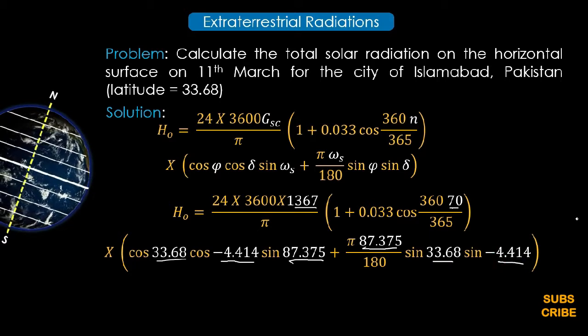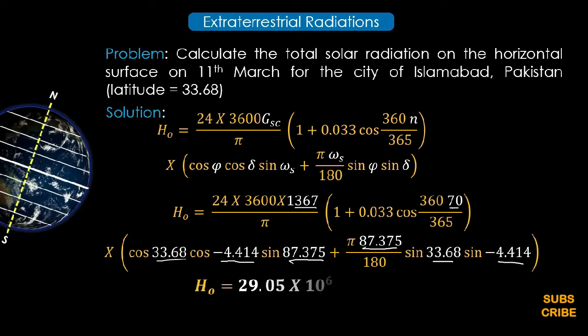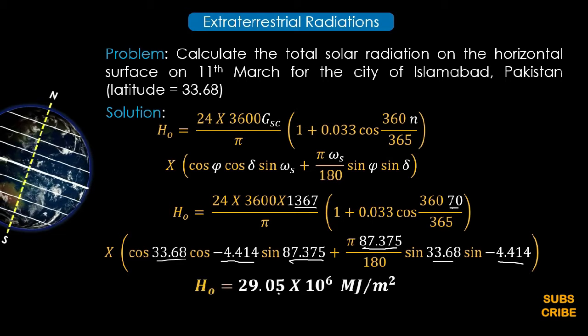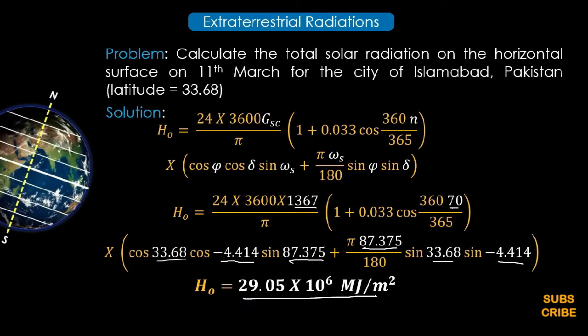Now after computing, we get the value 28.05 times 10 raised to 6 megajoules per meter square. This is going to be the value of energy we are receiving on 11th March in the vicinity of Islamabad.